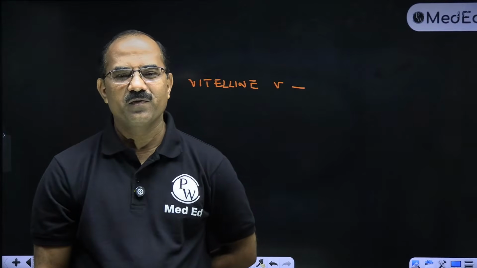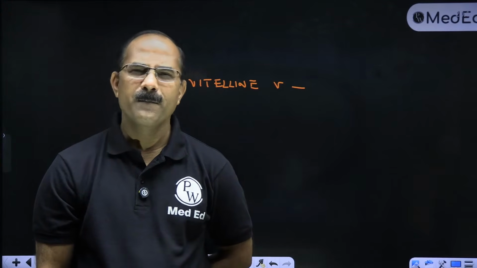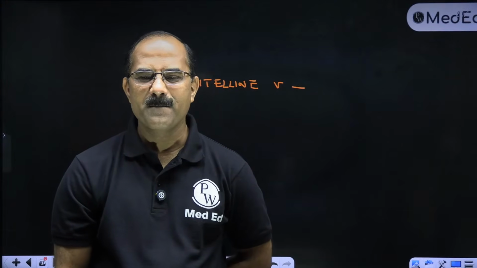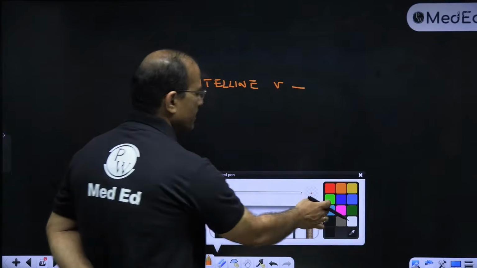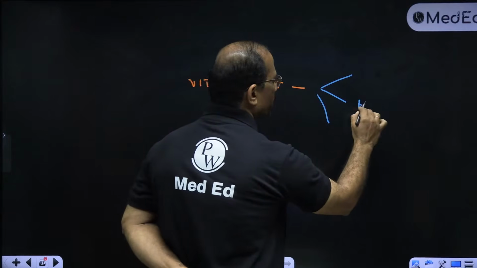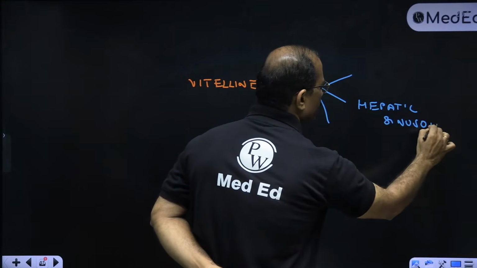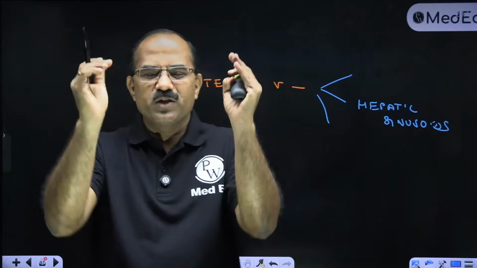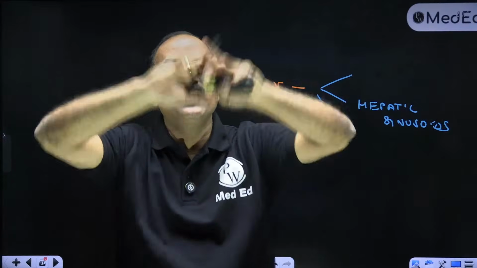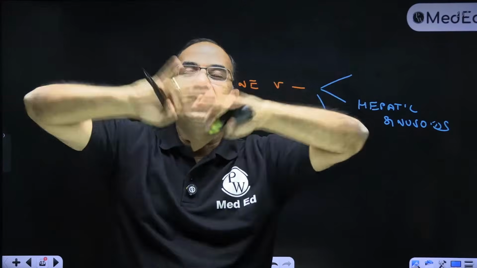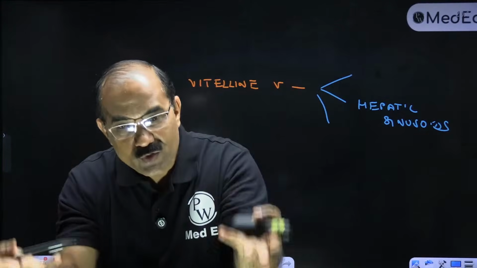Vitelline vein का बोलो. Vitelline vein forms three things. Anyone? एक तो वो hepatic sinusoids बनाता है. Vitelline vein is going towards the heart, है ना बच्चे. बीच में लीवर आ जाता है. The liver comes in between. The vitelline vein enters the liver. It gets broken down in the liver and it is going to form the hepatic sinusoids.